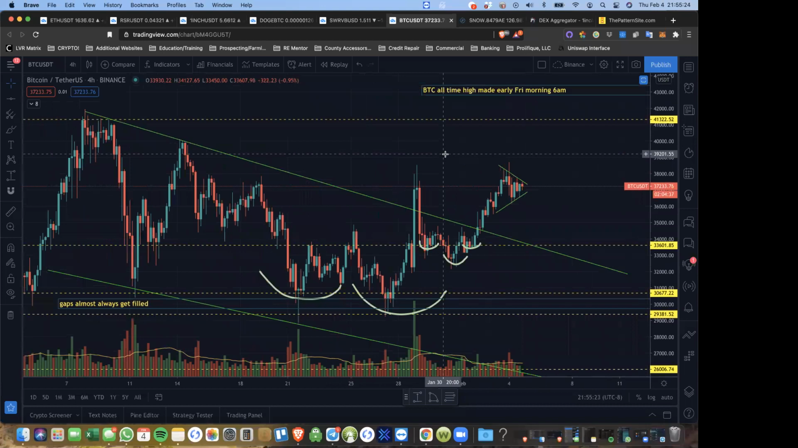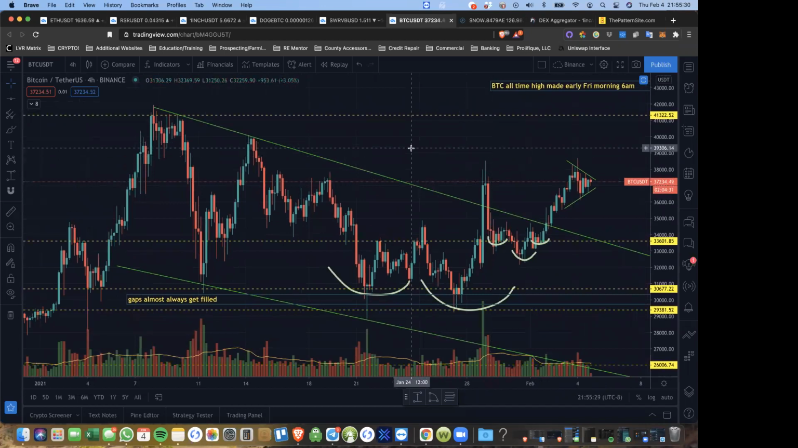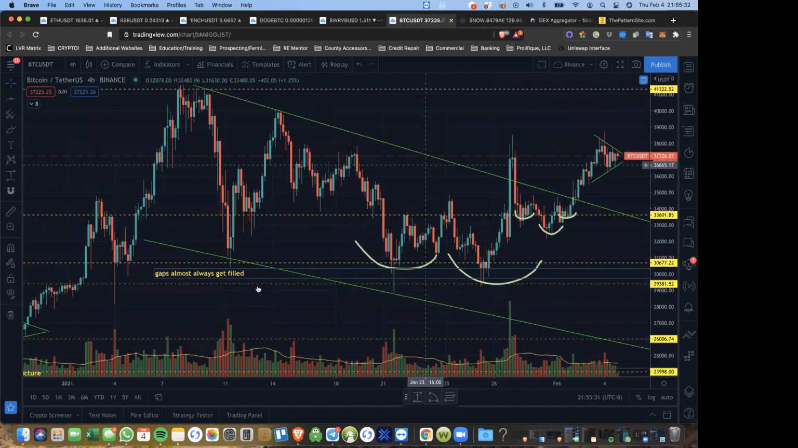I'm not 100% sure. I'll look that up before I confirm that on video, so you guys can make fun of me and say, he thought futures close on the weekend. So gaps almost always get filled. As you guys can see, there's really nothing coming in here, right?